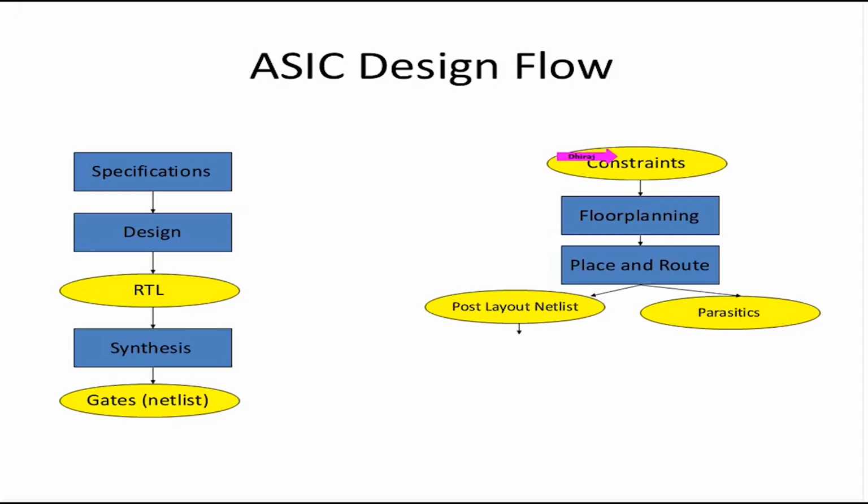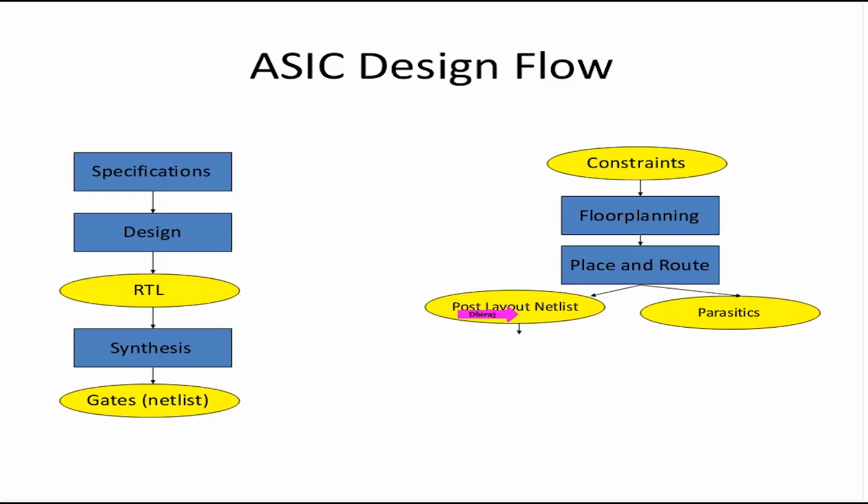When we synthesize, we write out the constraints from Design Compiler in one of the formats. One of the formats is called SDC, which is understood by most of the place and route tools. These constraints plus the gate level netlist go as input to the backend tools for floorplanning, place and route. The output of place and route is a post layout netlist and parasitics.